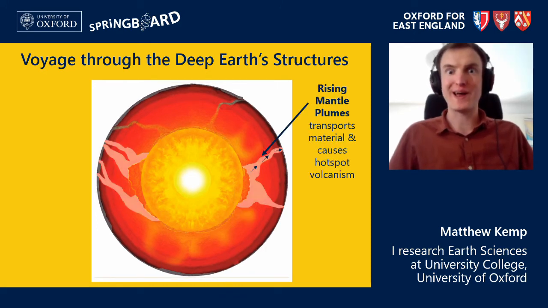These hot upwelling mantle plumes rise from the base of the mantle up to the surface. They are often seen as red in those X-ray seismic models because they're hotter and therefore seismic waves travel slower through them. They bring material from the very base of the mantle up to the surface, and they also cause hotspot volcanism on the surface of the Earth. They generate islands like Hawaii in the middle of the Pacific Ocean.